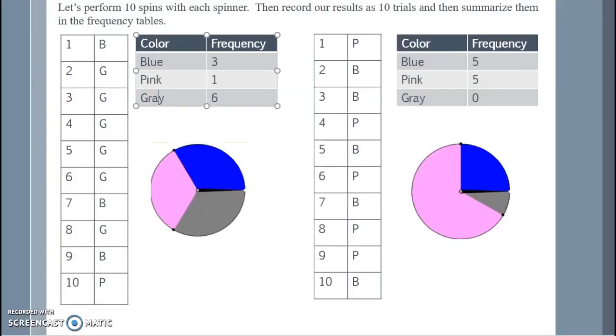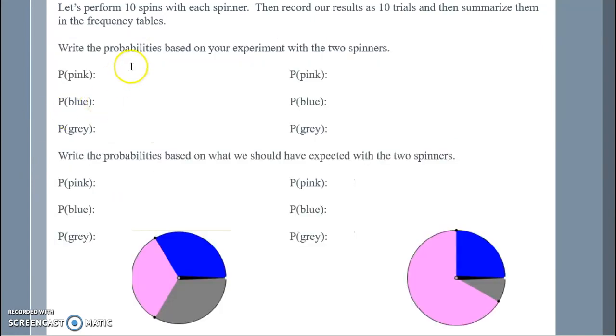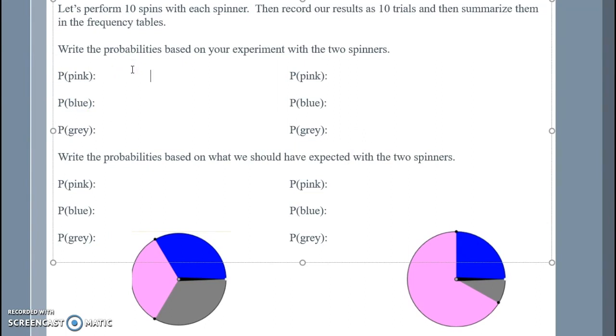Just a couple of quick remarks here about these two pieces. Notice that there are equal amounts of pink, blue, and gray, and here it was offset a little bit. Since all the outcomes are the same, we would call this a fair spinner, or this would be an unfair spinner since they don't all have the same possible outcome as the rest. So going to the next room here, write the probabilities based on your experiment with the two spinners.